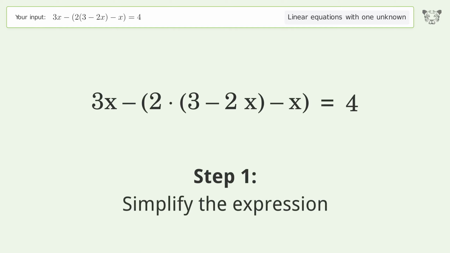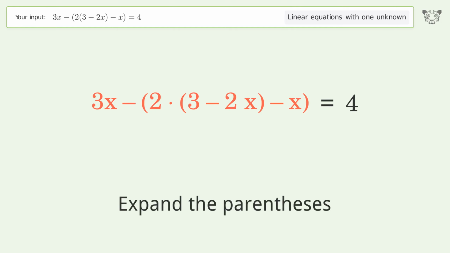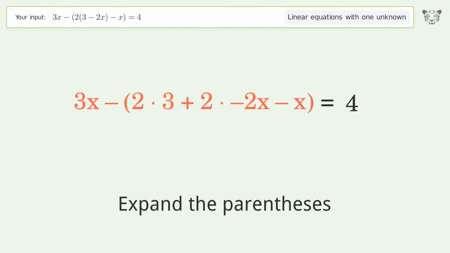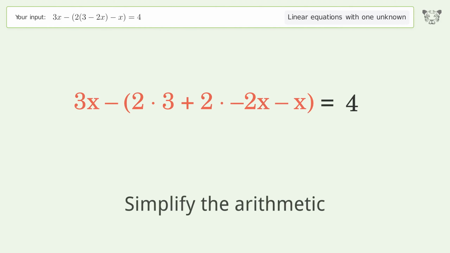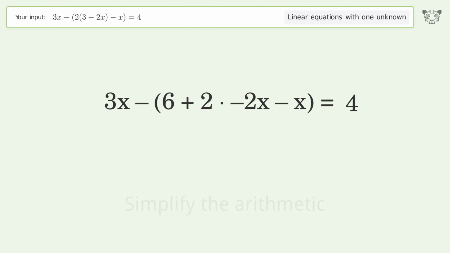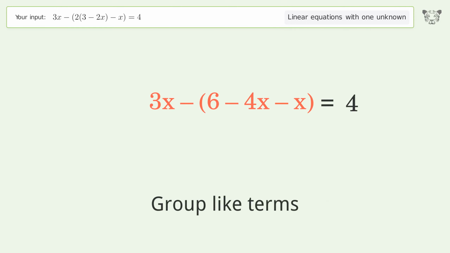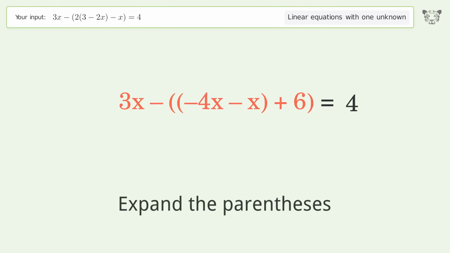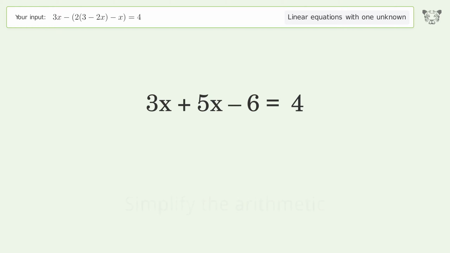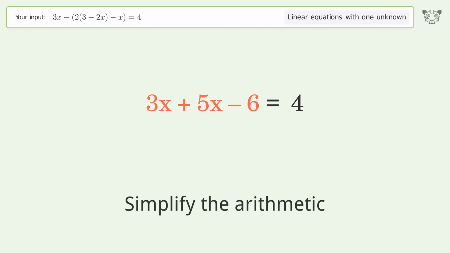Simplify the expression. Expand the parentheses. Simplify the arithmetic. Multiply the coefficients. Group like terms. Expand the parentheses. Simplify the arithmetic.